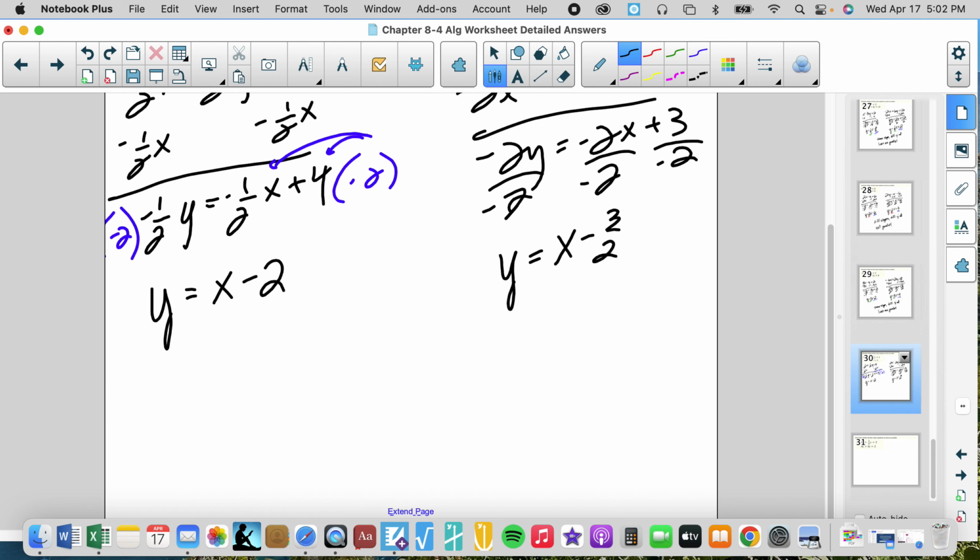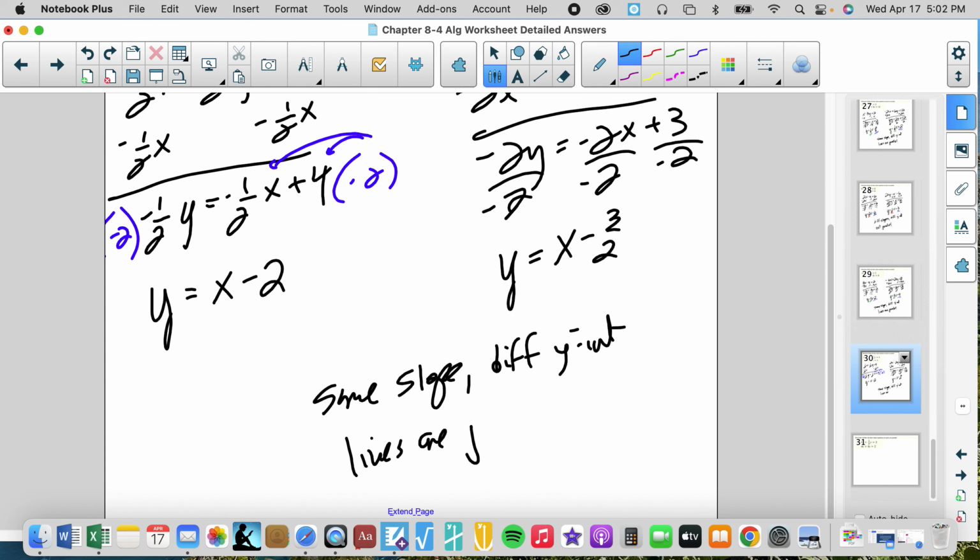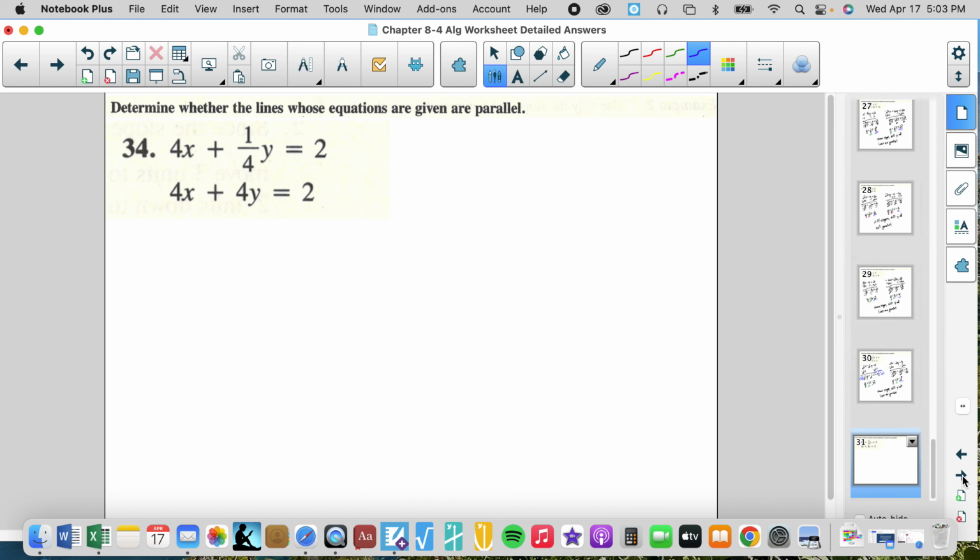So, same slope, different y-intercepts. So, lines are parallel. Same slope, 1 and 1. Different y-intercepts, negative 2 and negative 3/2. Last one for the day.